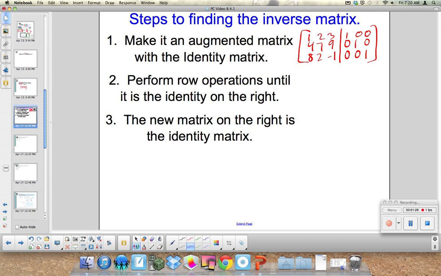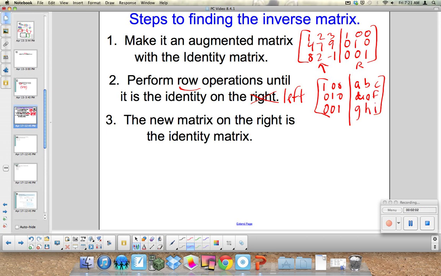So that's step 1. Step 2 is to perform row operations until the identity is on the left. Right now it's on the right. We're going to perform row operations until the left-hand side has the identity. So it would end up looking like this. And then on the right-hand side we'd have numbers A, B, C, D, E, F. We don't really know what these numbers will be. That's what we're trying to find. Because in the end, that side is the inverse matrix.